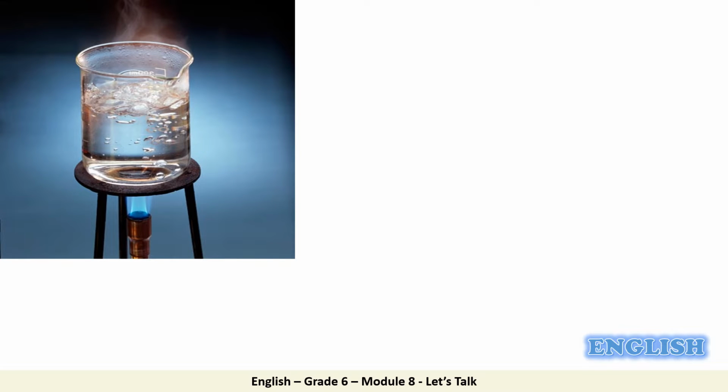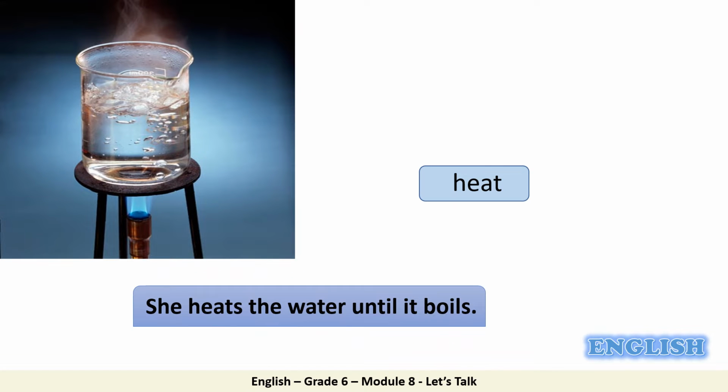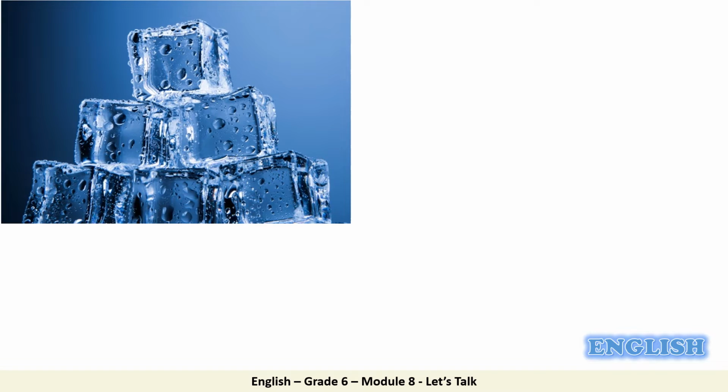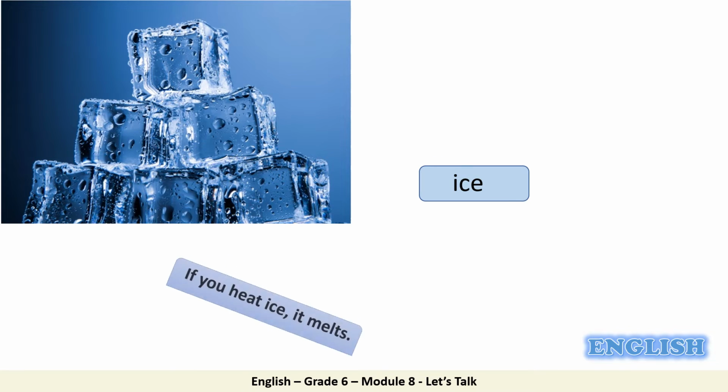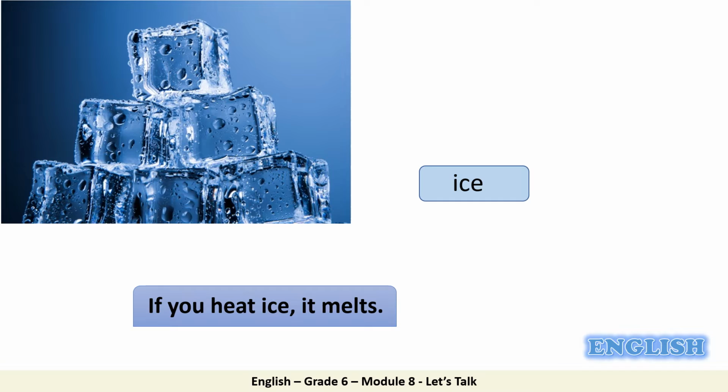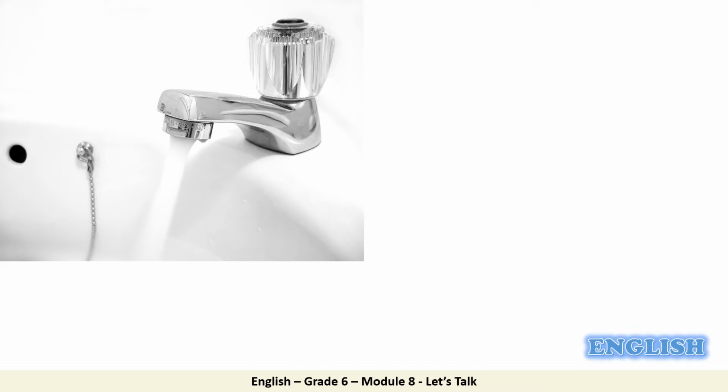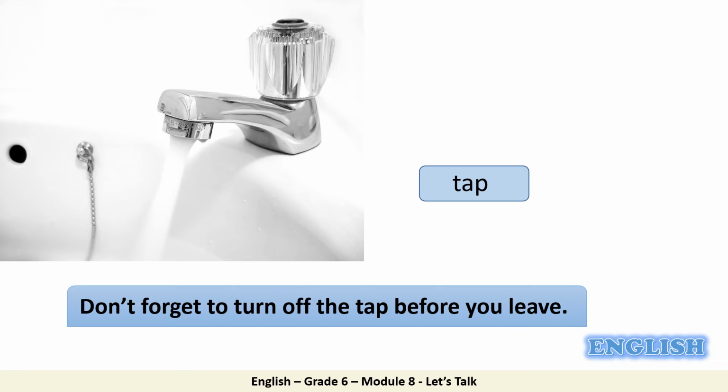Picture 3. What's happening here? Yeah, we are heating water. Very good. The water is heated here. She heats the water until it boils. Yes, this is ice. Perfect. If you heat ice, it melts. Next picture. What can you see here? Yes, right. This is a tap. Don't forget to turn off the tap before you leave.